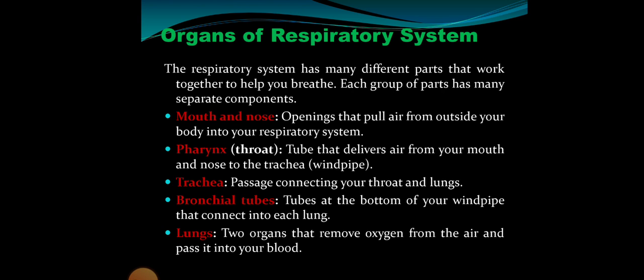The mouth and nose are the openings that pull air from outside your body into your respiratory system. The pharynx, or throat, is the tube that delivers air from your mouth and nose to the trachea, or windpipe. The trachea is the passage connecting your throat and lungs. The bronchial tube is the tube at the bottom of your windpipe that connects into each lung. The lungs are two organs that remove oxygen from the air and pass it into your blood.